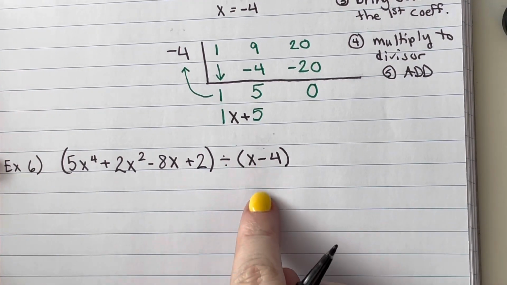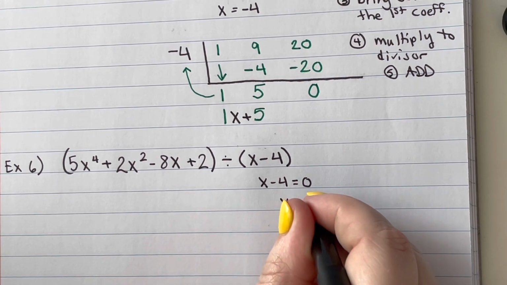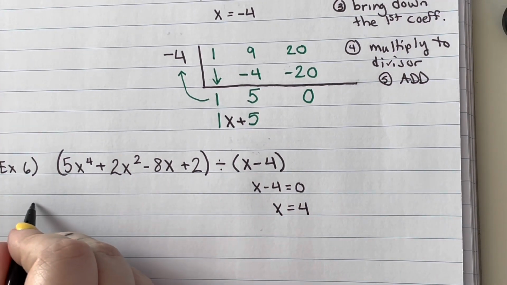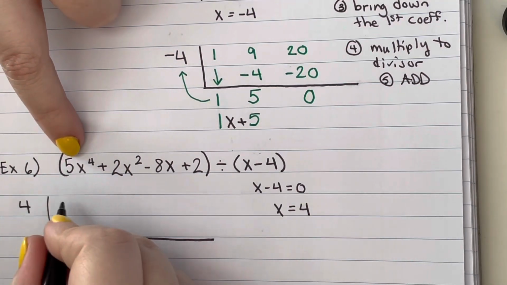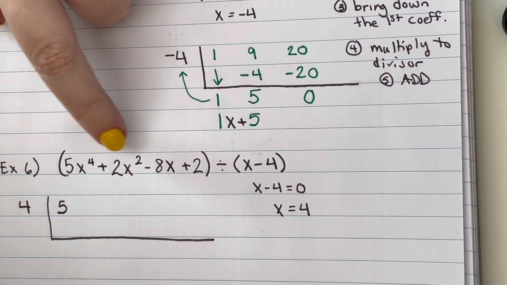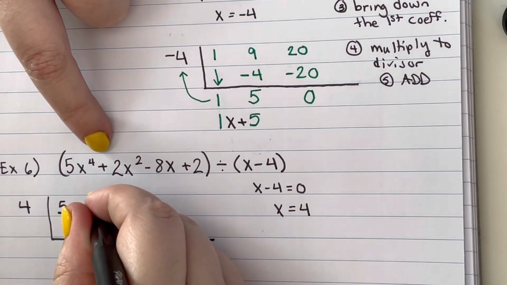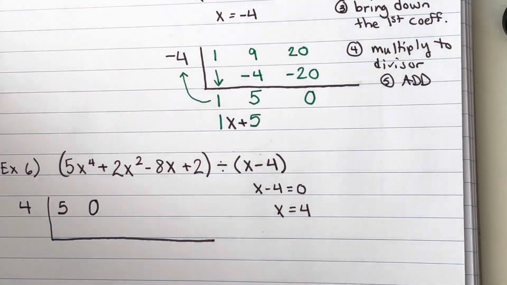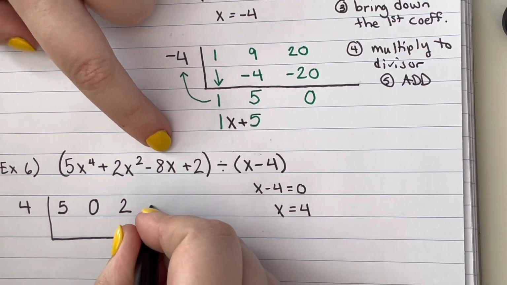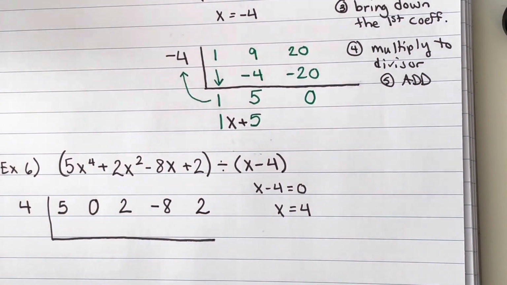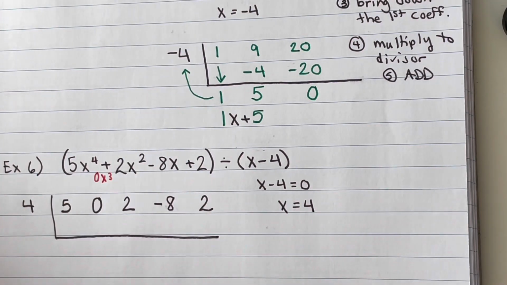Number 1, we solve our divisor. x minus 4 is equal to 0. x is equal to 4. Then we set up our synthetic division. The first coefficient is 5, but we have to be aware at all times because this goes from 5x to the 4th to 2x squared. So we're missing an x cubed. And if we don't put this placeholder in synthetic division, we won't get our division correct. So then we get 2, negative 8, and 2. We should actually make a note, 0 x cubed, because it's important.